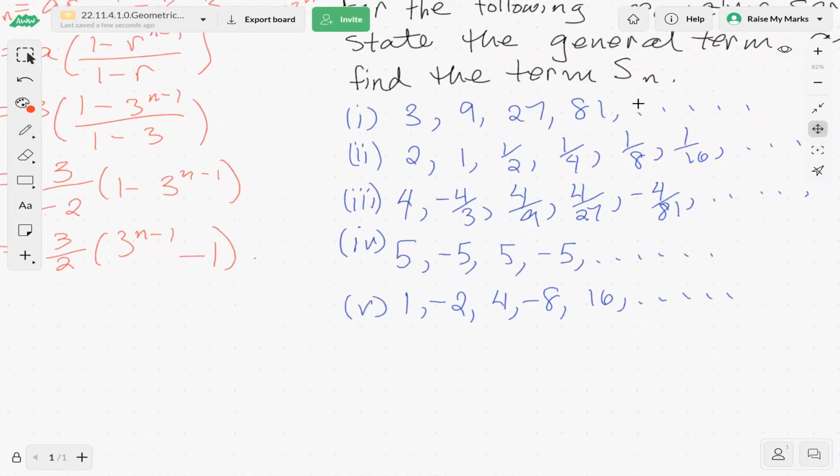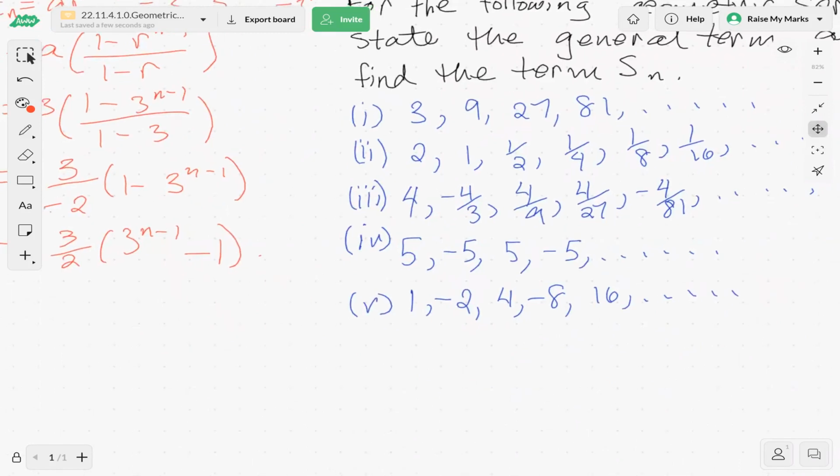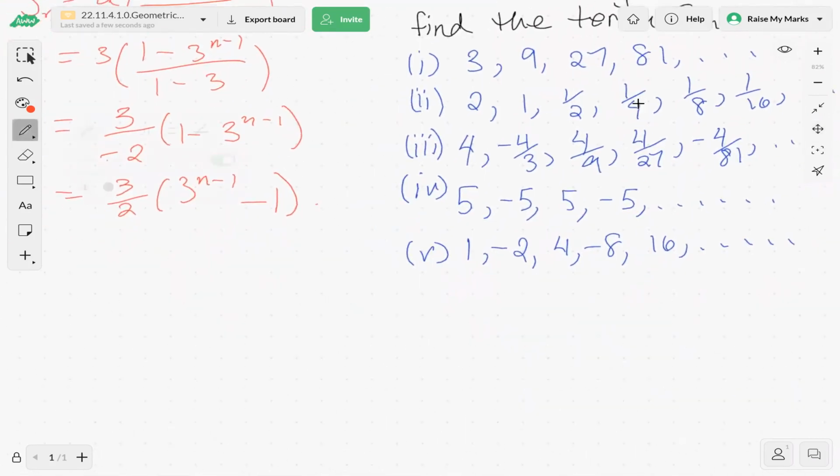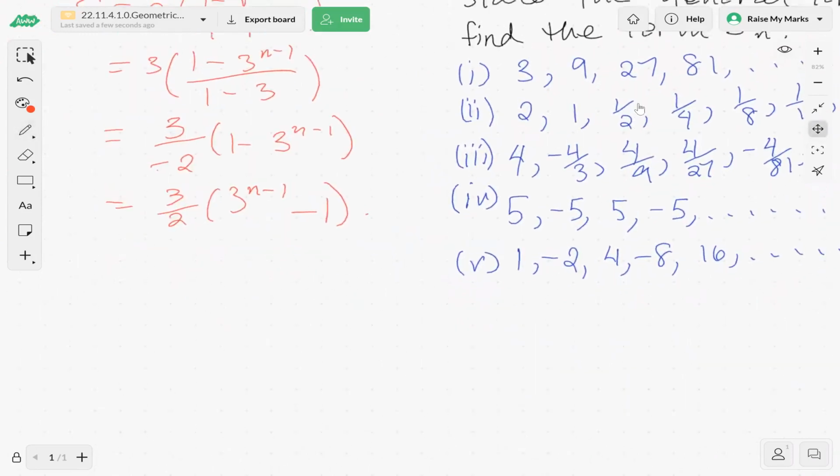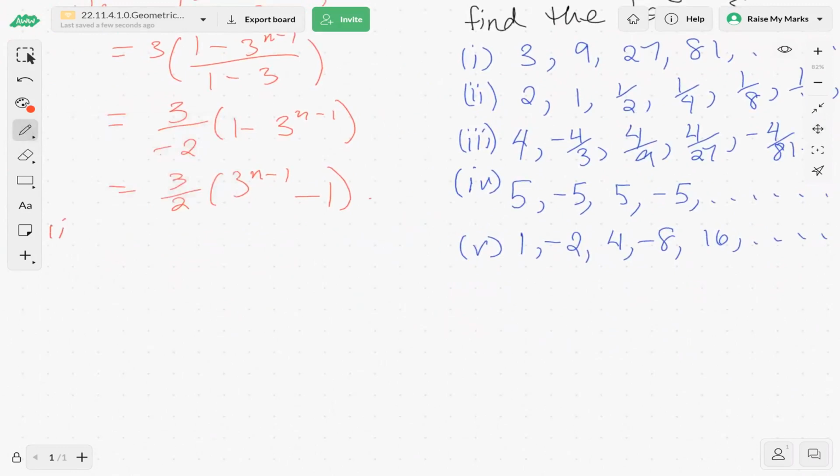All right, so number 2. What is our sequence? 2, 1, 1/2, 1/4, 1/8, 1/16. It looks like we're dividing everything by 2. We're multiplying by 1/2 each time. All right, so let's figure out what our general term is. So number 2, our first term is 2, so A equals 2. Our multiplicative factor R is 1/2. Our general term, therefore, is A times R to the n minus 1.